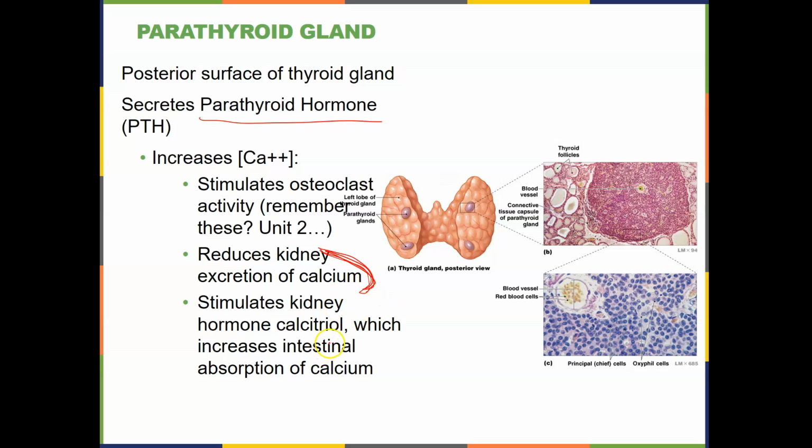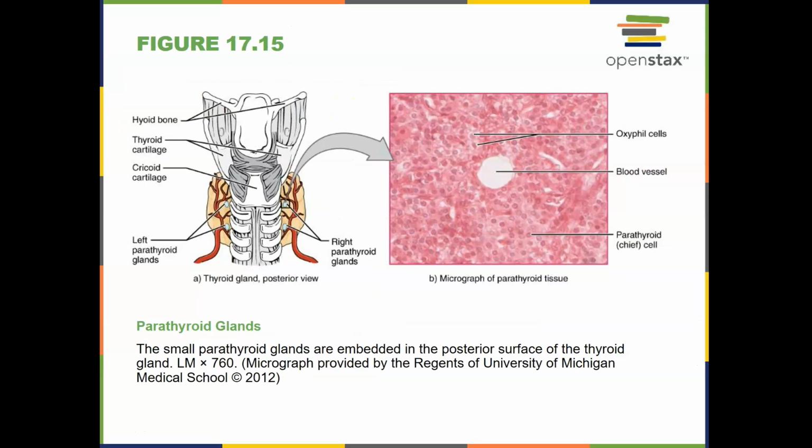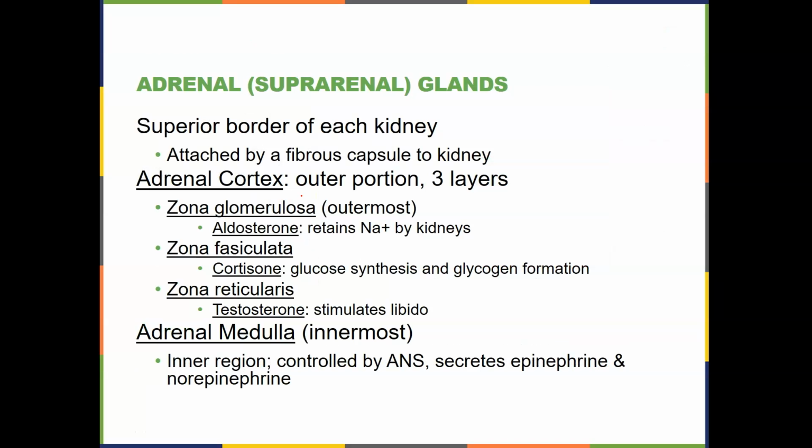It stimulates the kidney hormone calcitriol, which increases intestinal absorption of calcium. What does that mean? That means that you're absorbing calcium from the milk, the cheese, the green veggies that you've been eating, and it enters your bloodstream where it can be used. All right. So calcitriol is made by the kidney, which then calcium can be used by osteoclasts when the parathyroids are saying, hey, go ahead and make more bone. And here's another picture showing you another example of the parathyroids in a drawing from your book.